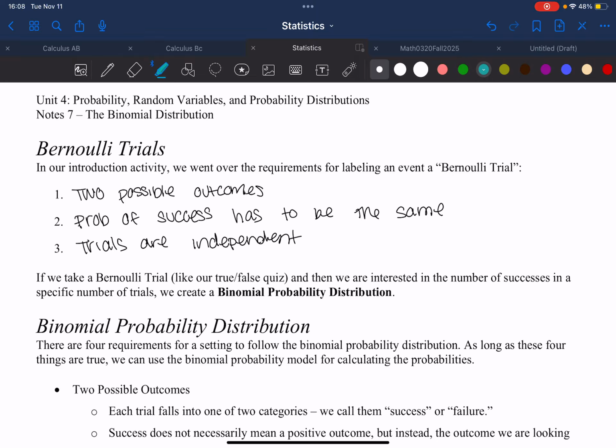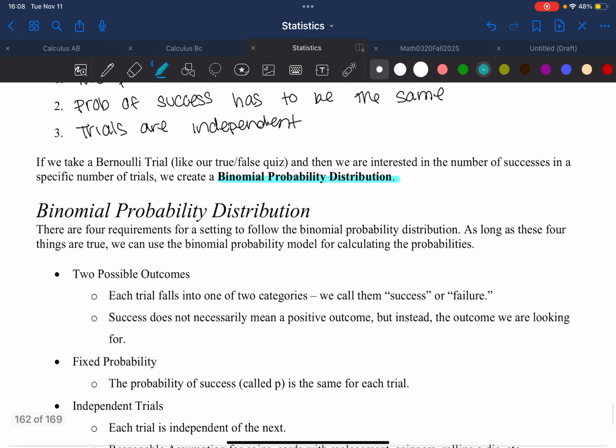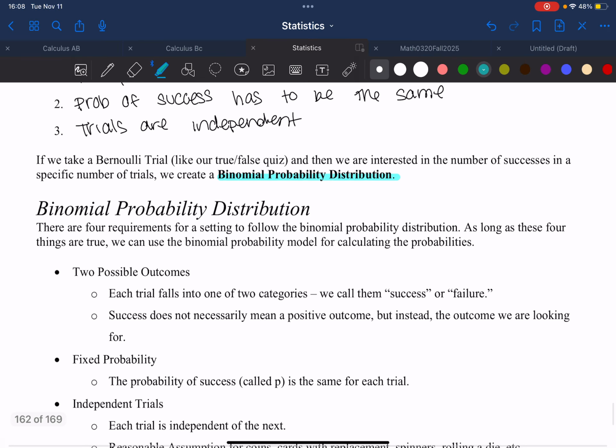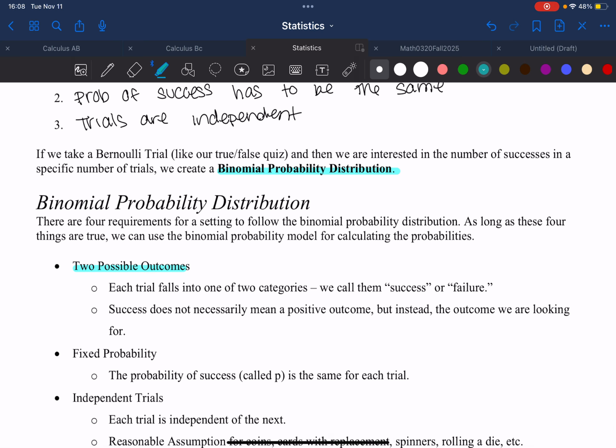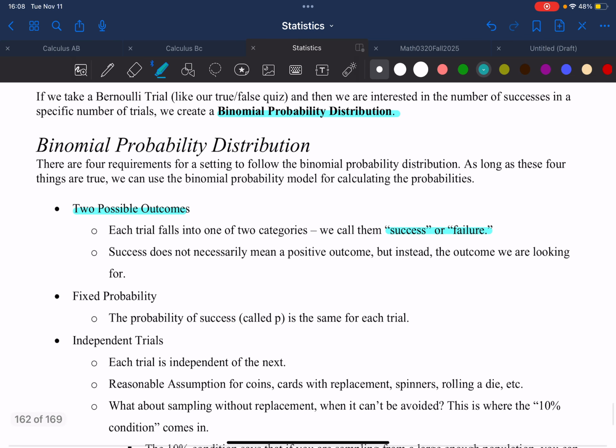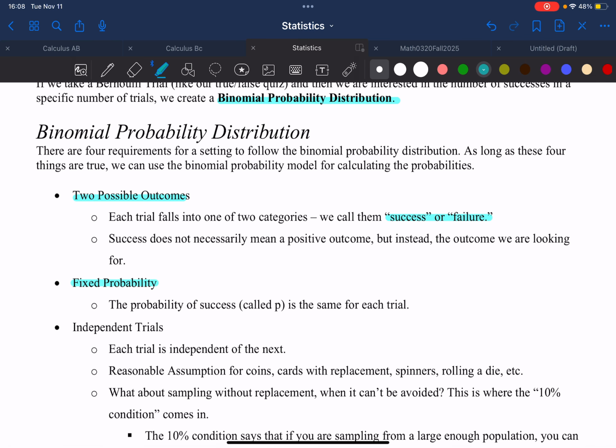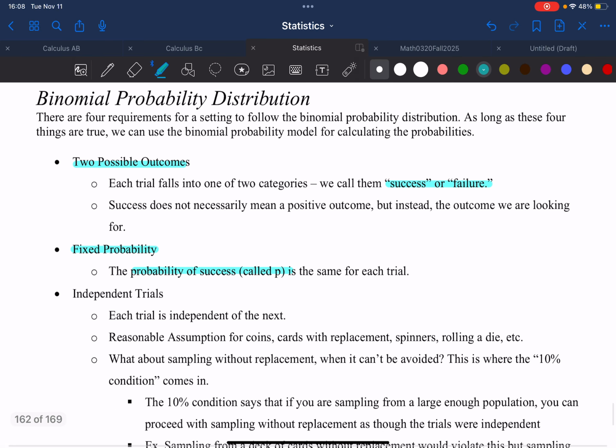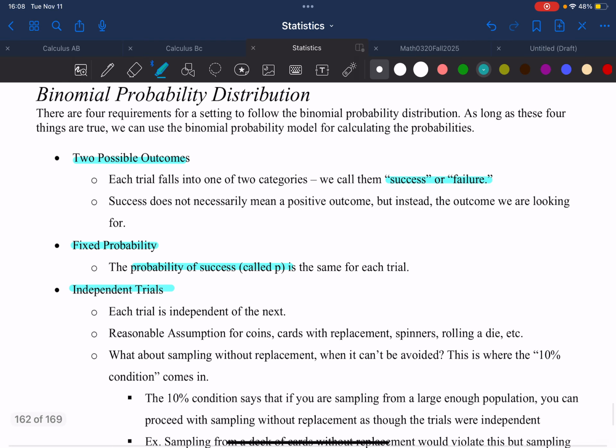For Bernoulli trials, we use what is called a binomial probability distribution. There are 4 things that must be true in order to consider using a binomial probability distribution. The first thing is that we have to have 2 possible outcomes that we call success or failure. We have to have a fixed probability, called the probability of success P. We have to have independent trials.